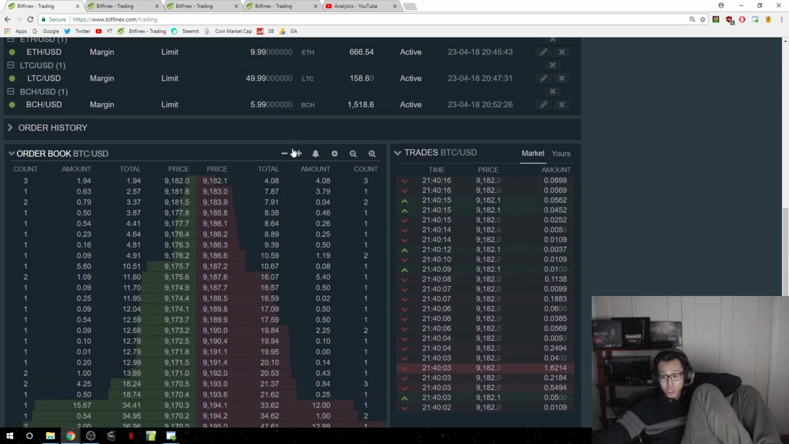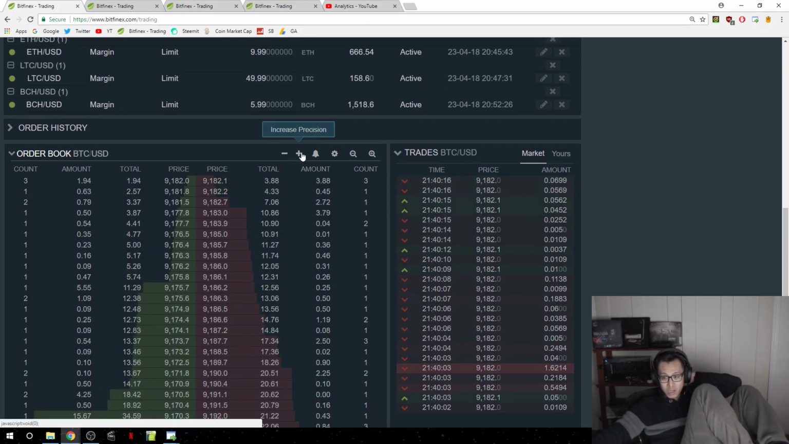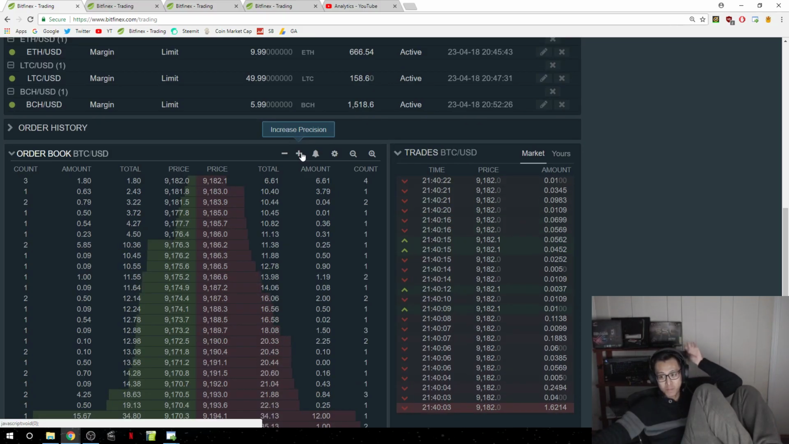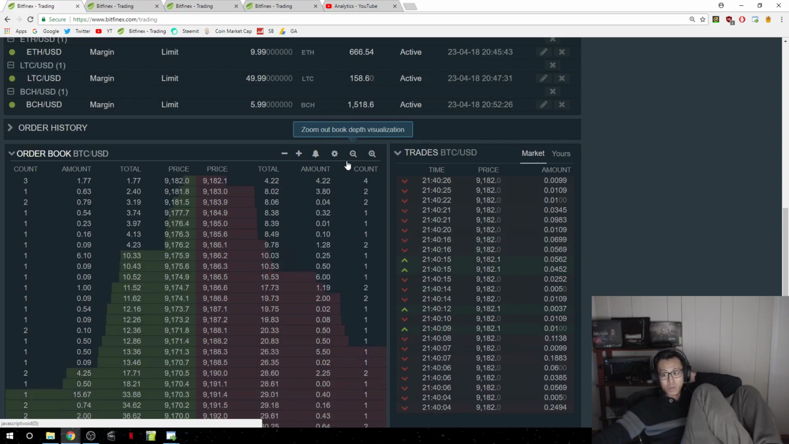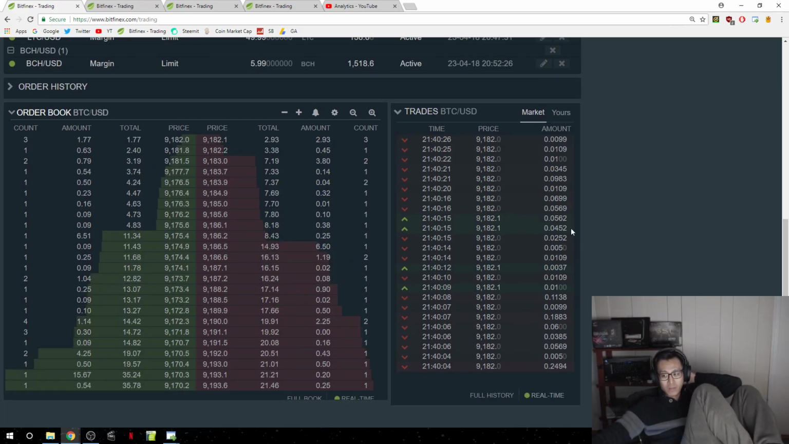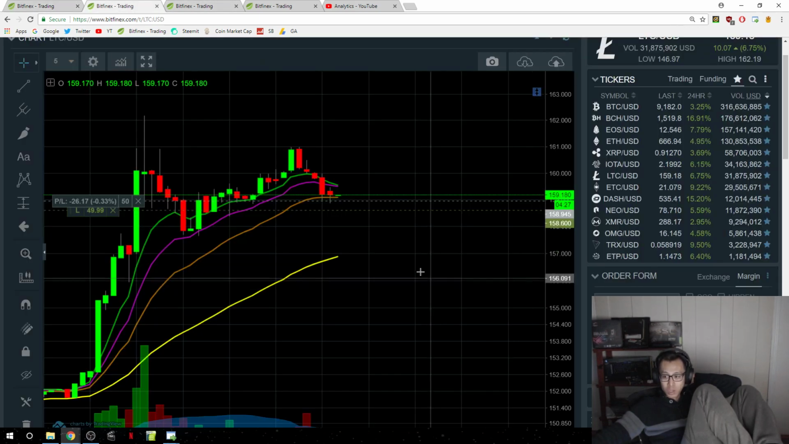If you guys don't know, if you're on Bitfinex, always click on this accuracy button, this precision button. Make sure it's on the highest. And you can also zoom in and out with the visualization depth, which gives you a wall, kind of an overall representation of how walls look.